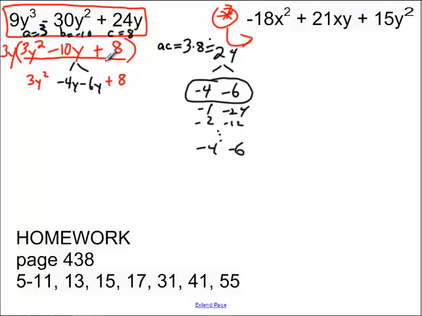And I haven't written something, and you might notice it. If you notice it, good for you. If not, I'll bring it up in just a second. All right, so now we factor by grouping.